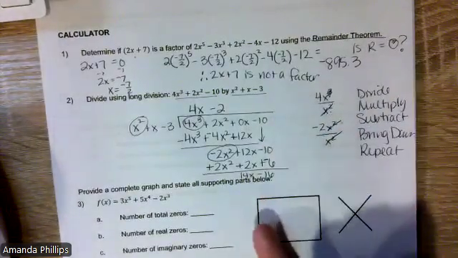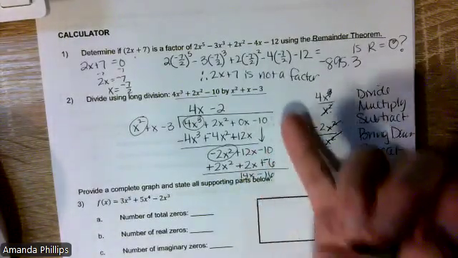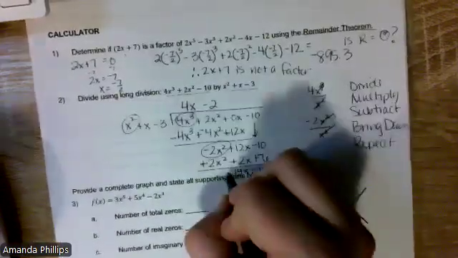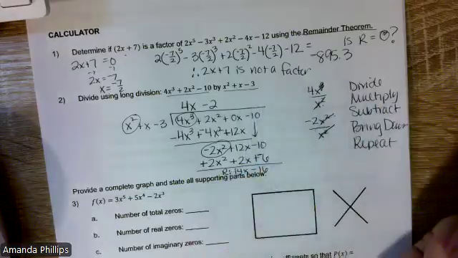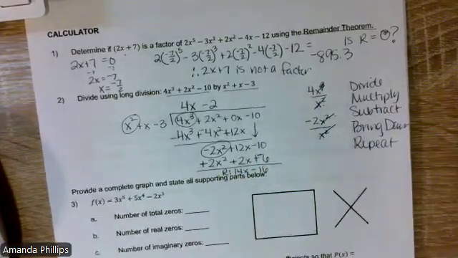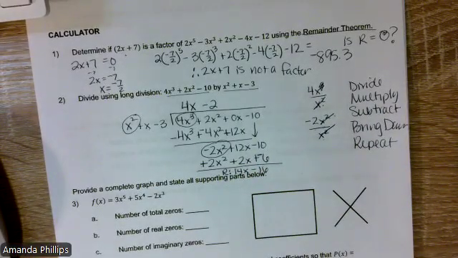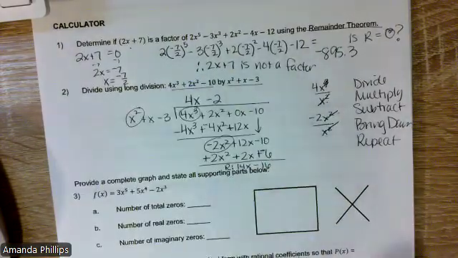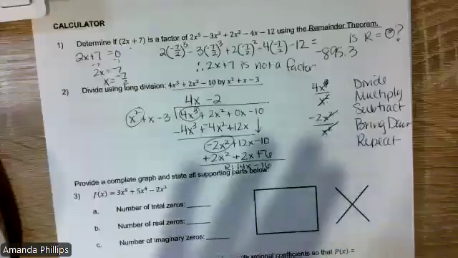Okay, now it tells me my next step is to bring down. Do I have anything to bring down? Nope. So I am done. This means I have a remainder. Okay, so it's ugly, but we have to write the answer still because it doesn't ask us what the remainder is. It doesn't ask us if it's a factor. It just tells us to divide.